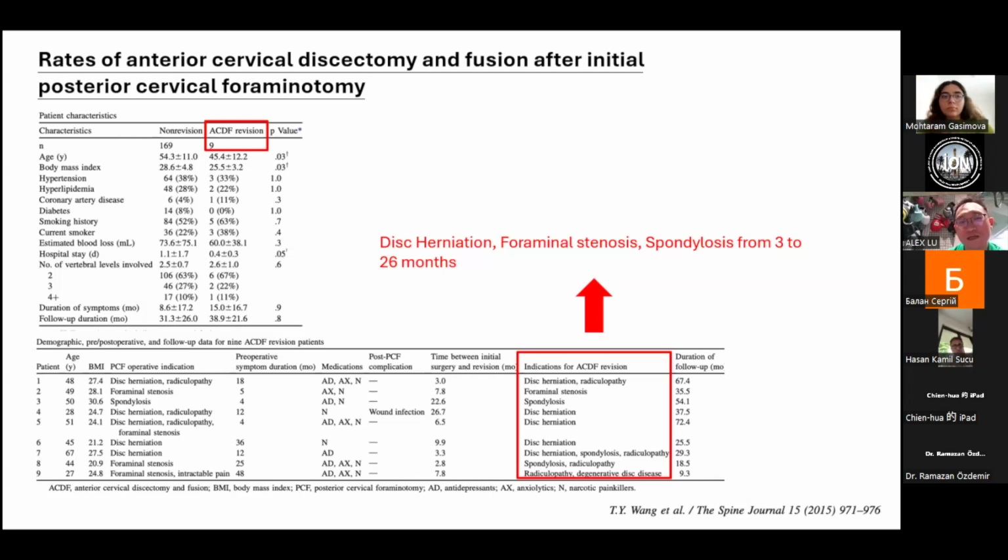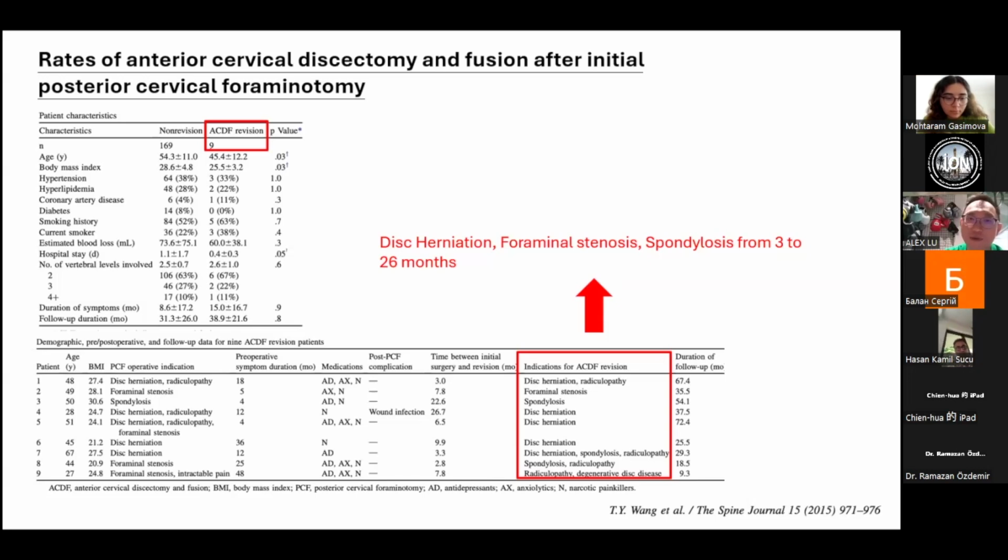That means they chose 178 patients, they did the PCF to treat the unilateral arm pain, radiculopathy, and if the patients were not satisfied, they used ACDF as the rescue surgery. They used ACDF to do the final resolution. So they found, among 178 patients in their center, 9 of them received ACDF as the rescue.